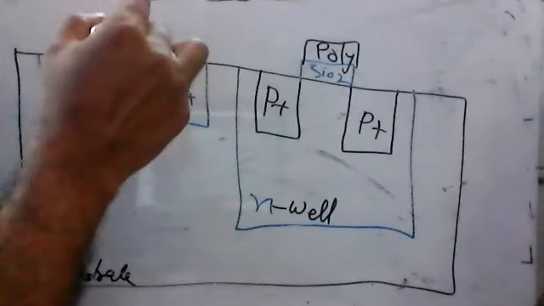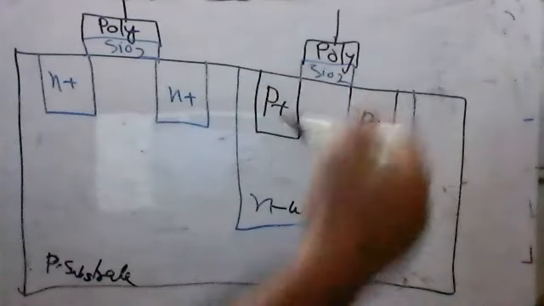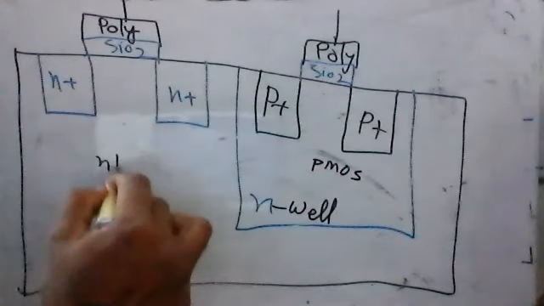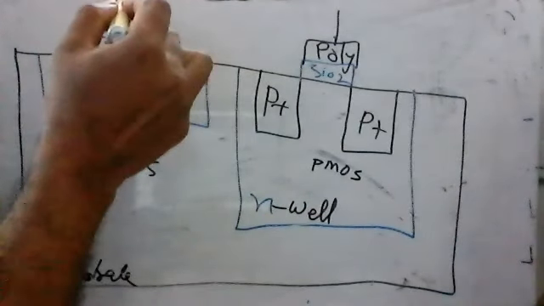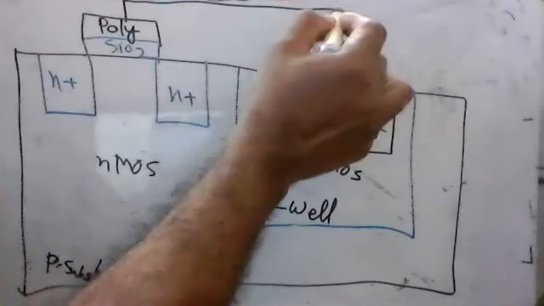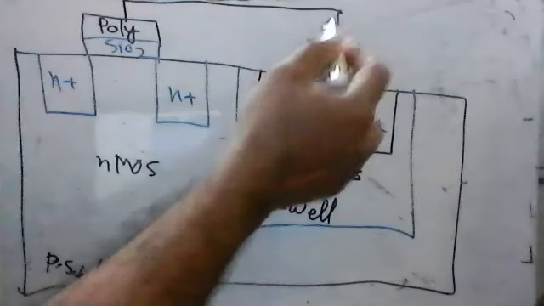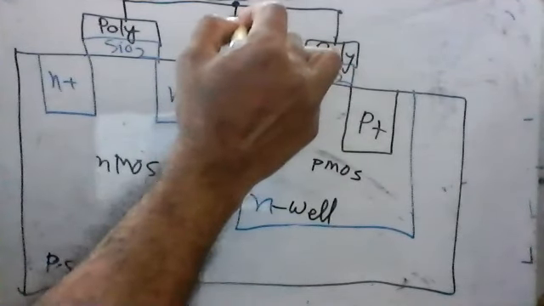So this is a gate, one gate. This is the PMOS, right? And this one is NMOS. So now the whole thing is called CMOS. And now we make these two gates short circuited, and that will be the input point. That is actually the input.